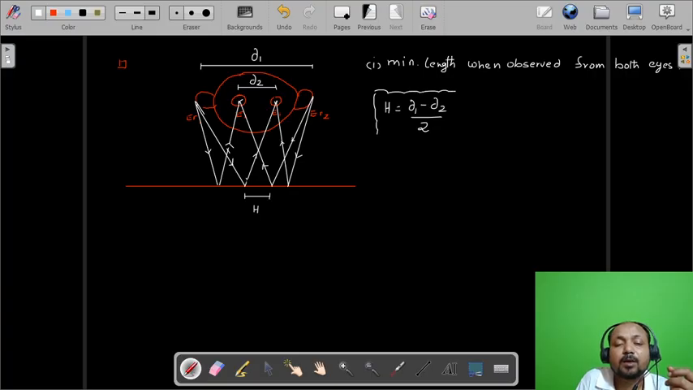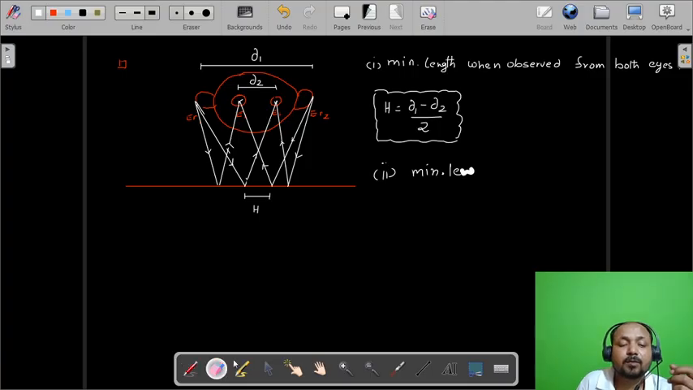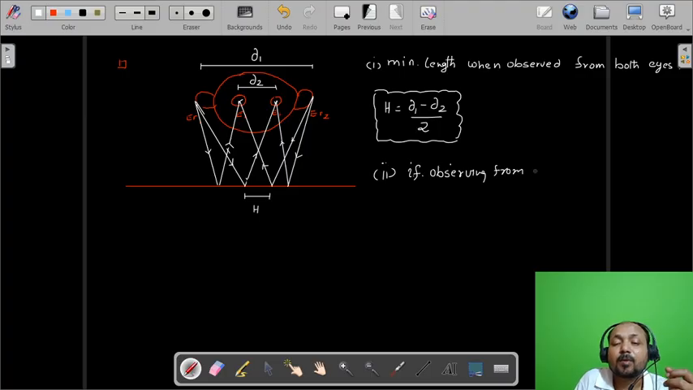Similarly, if we observe the minimum length while observing from only one eye, then h will be equal to D1 by 2. Okay, this is the basic concept.